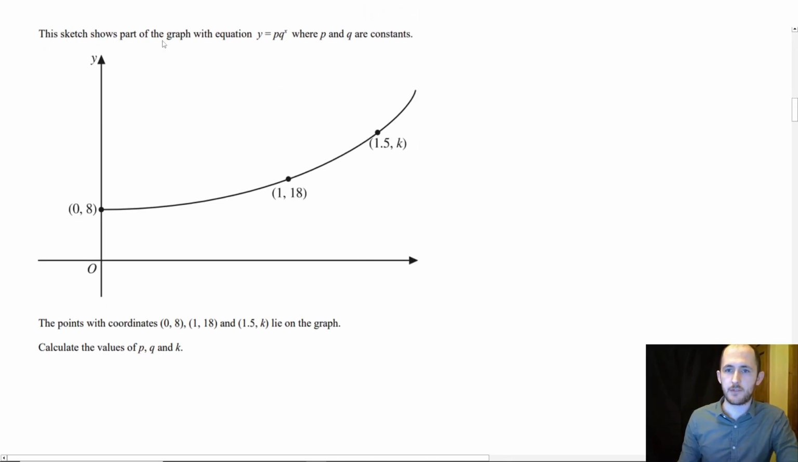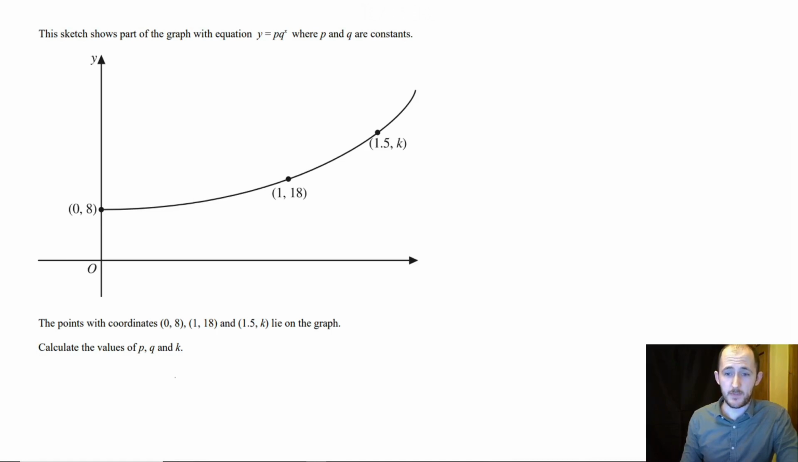So we have a graph with the equation y equals p q to the power of x. p and q are just constants, so they're just numbers. The points with coordinates (0, 8), (1, 18) and (1.5, k) lie on the graph. Calculate the values of p, q and k. So again, you might notice that the y-intercept is not 0, 1. That's because of the number p that's in front. Okay? So what we're going to do? Well, I've kind of given you the answer already, but let's go through it.